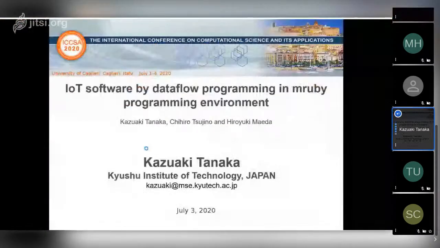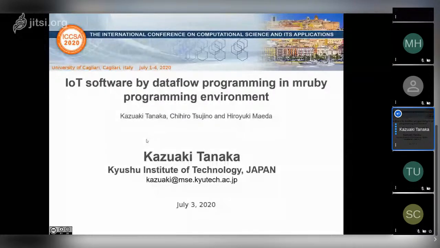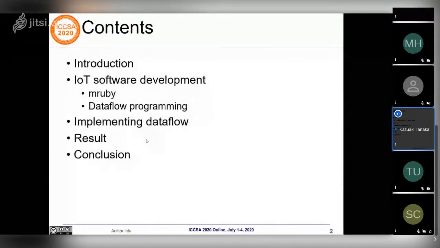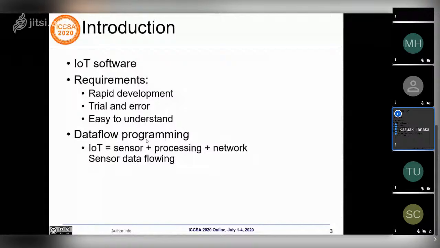I'm Tanaka from Kyushu Institute of Technology. I'm talking about IoT software by data flow programming in mRuby. mRuby is the programming environment name. About IoT software, we must implement some code in some IoT scene.